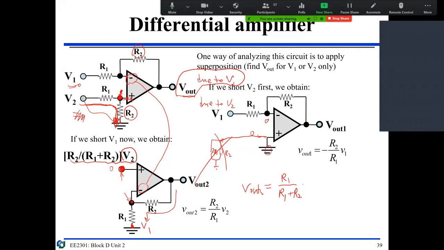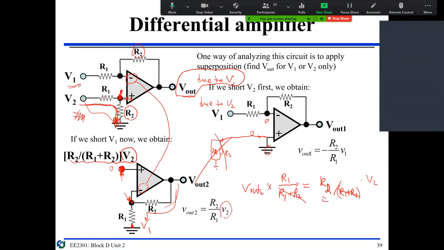V out times this voltage divider equals what? Equals this voltage. This voltage is this voltage. So this is R2 divided by R1 plus R2 times V2. Because of that, this can cancel out. So the V out 2 equals R2 divided by R1 times V2, okay?